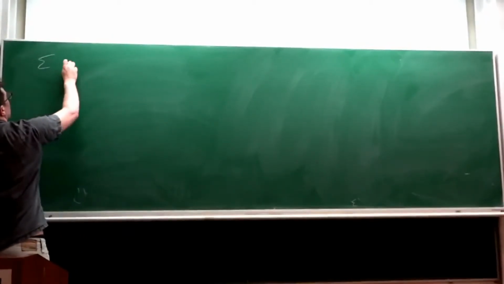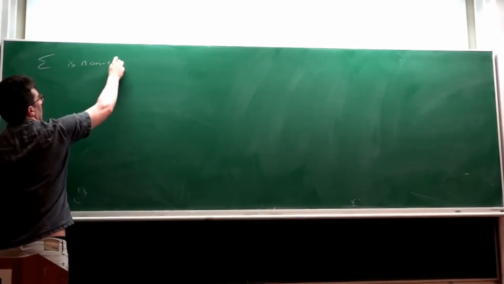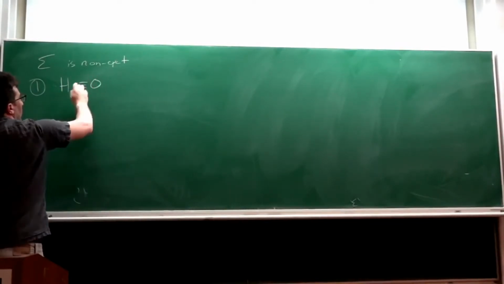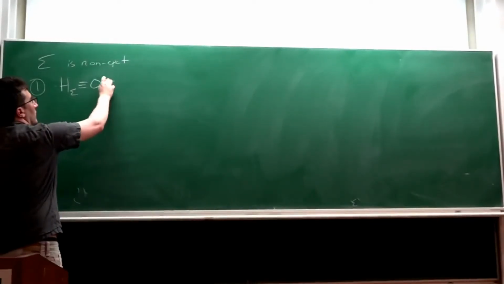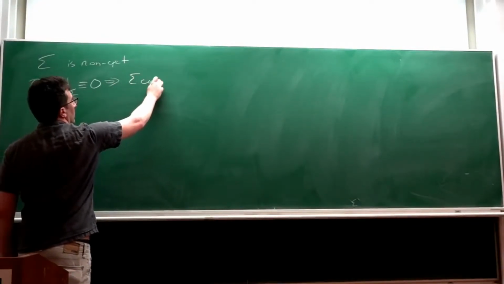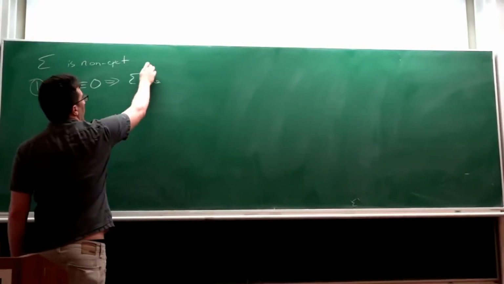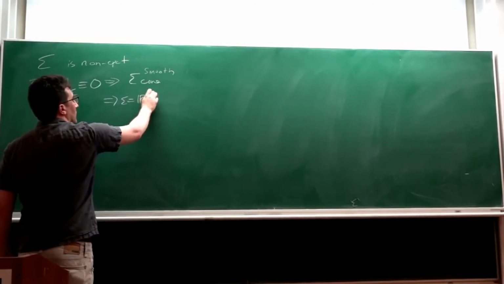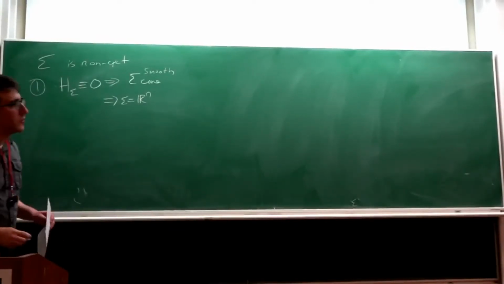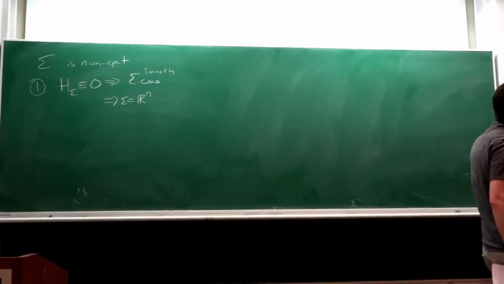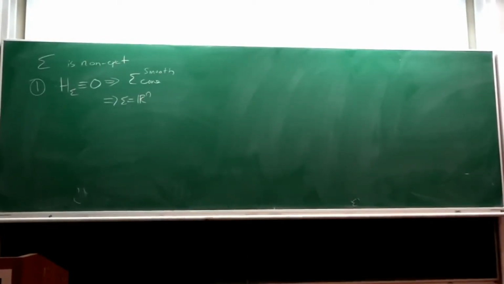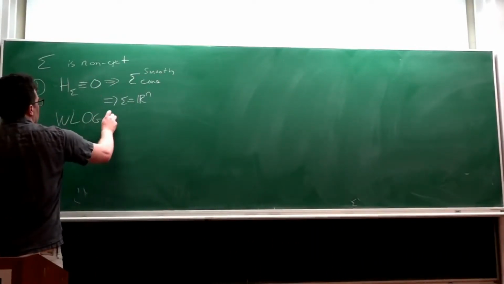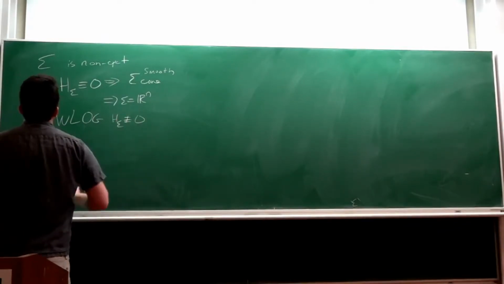So sigma is non-compact. The first observation is: if the mean curvature is identically 0, then that implies by the equation that sigma is a cone. But in fact, it's a smooth cone by assumption, so that implies that sigma is a plane. Remember, we're using the equation here to see that it has to be a cone when you're minimal, and since it's smooth, it's a plane. Okay, so without loss of generality, h sigma is not identically 0.